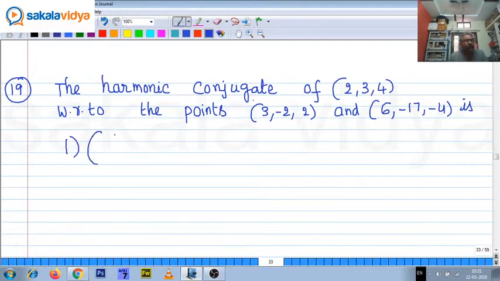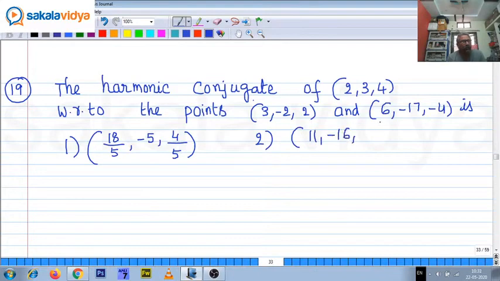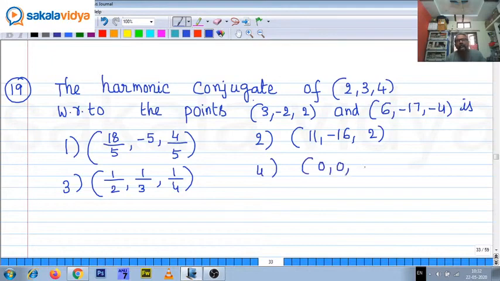First option: 18/5, -5, 4/5. Second option: 11, -16, 2. Third: 1/2, 1/3, 1/4. Fourth option: 0, 0, 0.